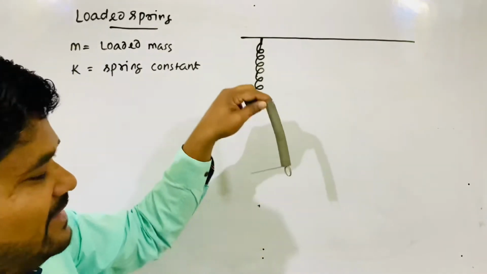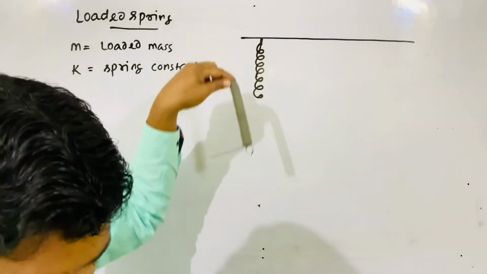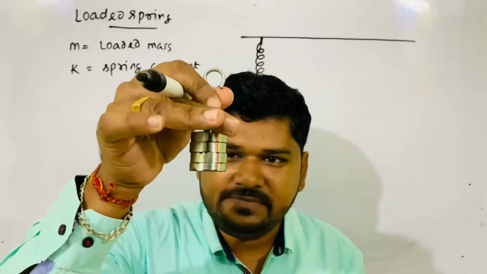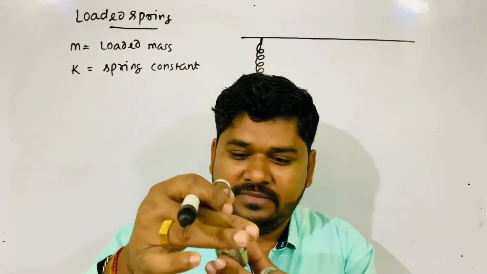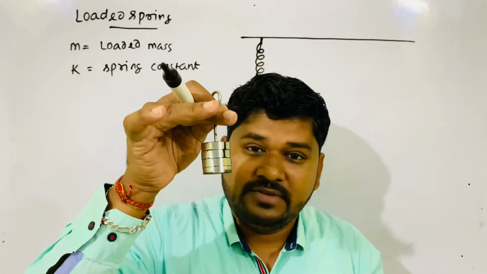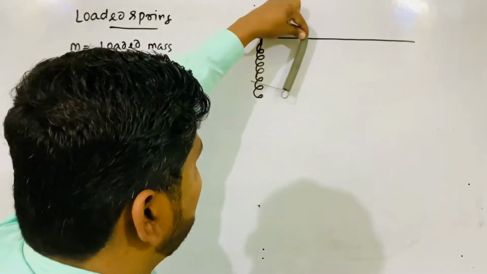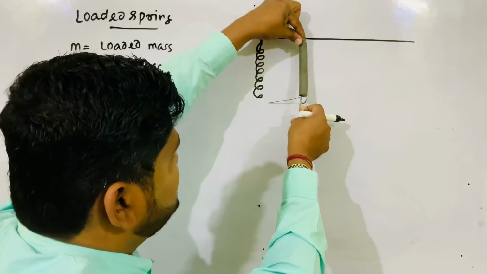So what happened then? Next, when we hang a mass, how much extension happens here? I have taken some weights, and each weight is written as 50 gram. I have applied 4 of them, you calculate how many grams. Now let's hang the mass and see how much extension happens.